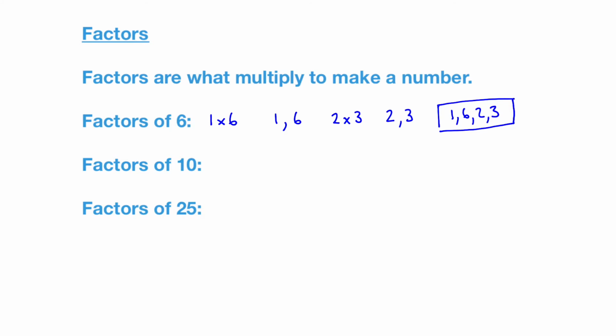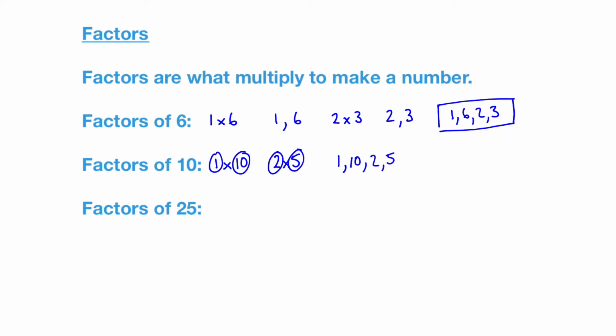Okay, so looking at factors of 10, we need to think what can multiply together to make 10. Always try and think of factors and partners because that'll help you. Always start with 1 and the number itself. So we know that 1 and 10 are factors. What else multiplies together to give 10? Well, we've got 2 and 5. So 2 times 5 is 10, which means 2 and 5 are factors as well. There are no other whole numbers that multiply together to give us 10. So we can list the factors of 10 as 1, 10, 2 and 5.